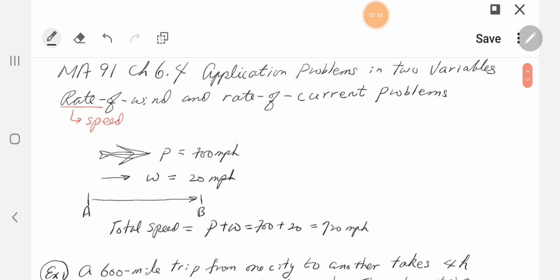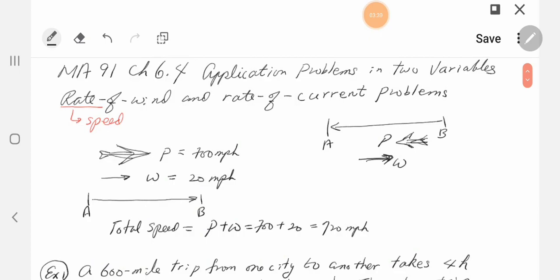So if you go against the wind, what happens? Here is location A and this is location B. When you return, the airplane is coming this way, and the wind is blowing this way, against the airplane. So the airplane is flying against the wind, and the wind is reducing the speed of the plane.